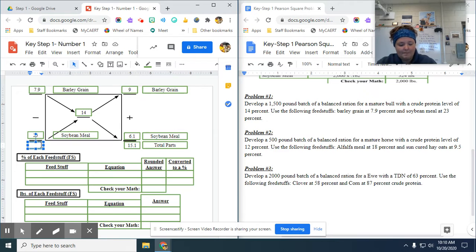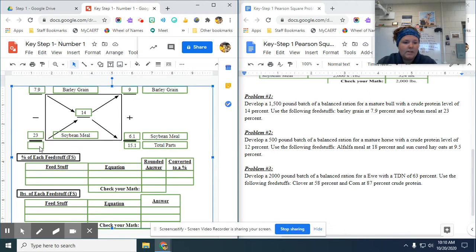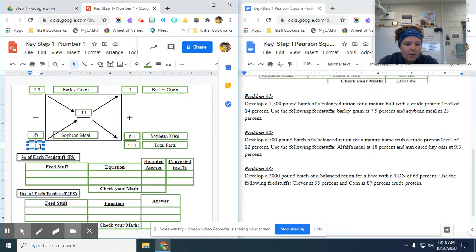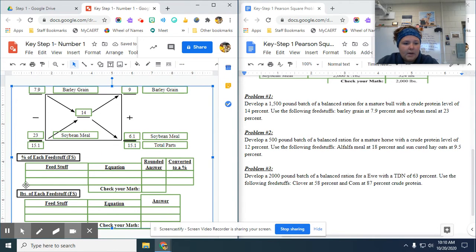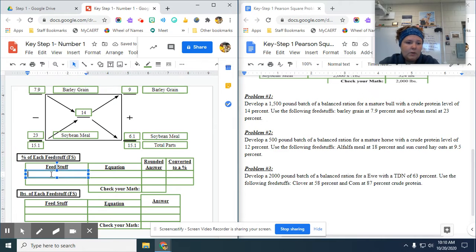Check our math. We're going to go over here. We're going to minus this side. And again, you're always taking big number minus small number. So 23 minus 7.9 is 15.1. So we know as of this moment, our math is correct, okay? So now we're going to come down here and we're going to continue labeling everything.